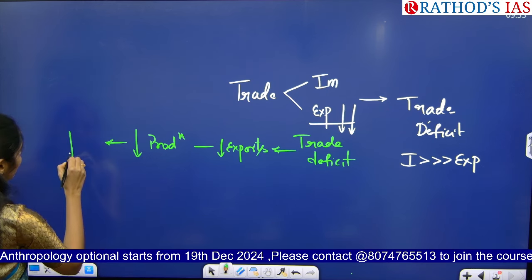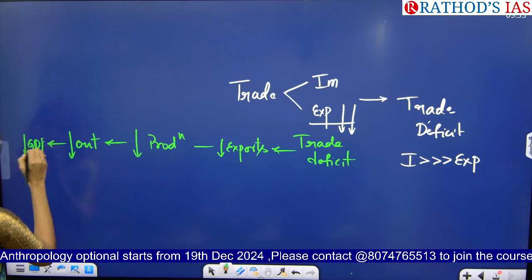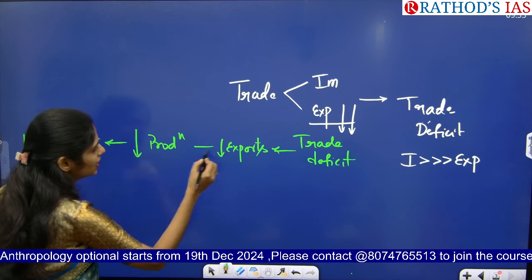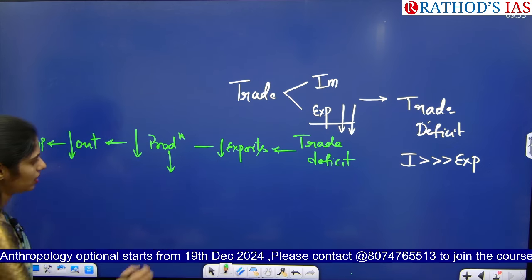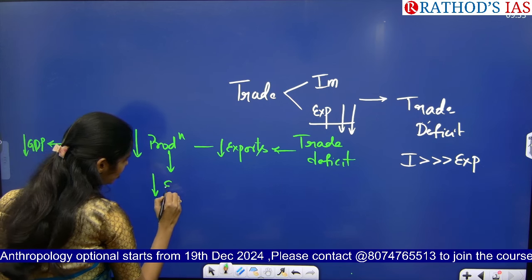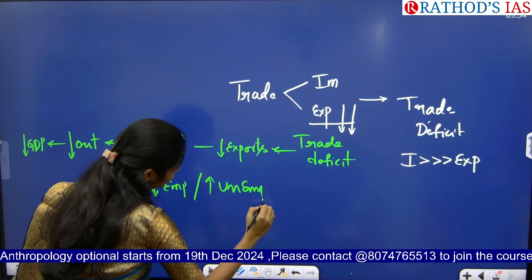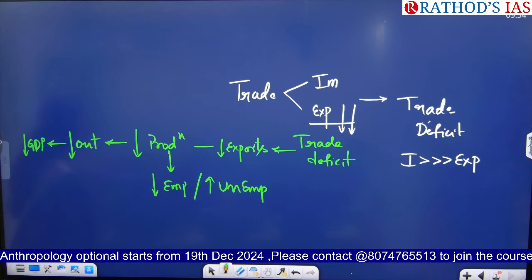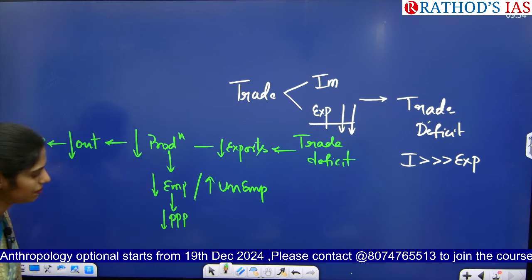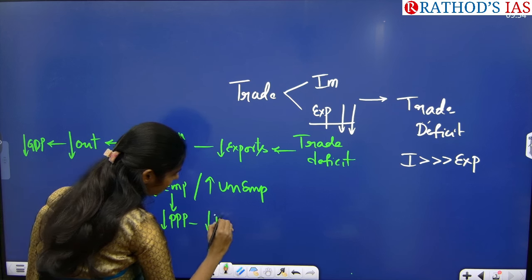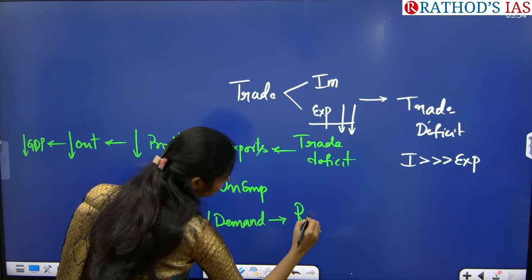Output will decrease. That means, can I say there is a decrease in GDP? Next, whenever there is a decrease in exports, that also leads to a decrease in production. What about employment? There is a decrease in employment opportunities, or an increase in unemployment. So there is a decrease in purchasing power of the people. That means, can I say there is a decrease in demand in the market? Decreasing demand leads to recession.